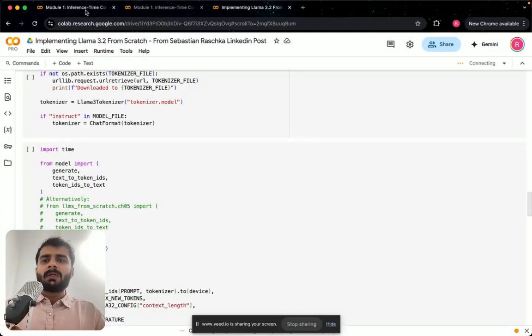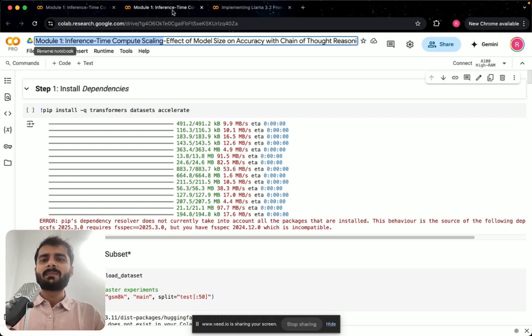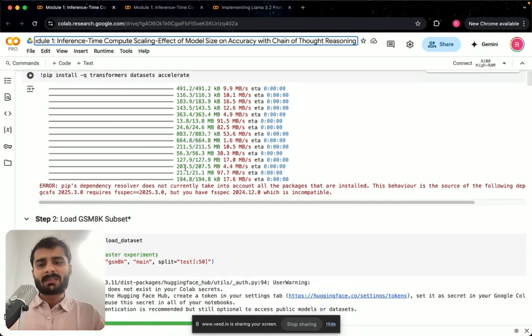Okay, so the first project we are going to look at is Module 1, Inference-Time Compute Scaling, Effect of Model Size on Accuracy with Chain of Thought Reasoning. I am going to share all these Colab files with you in the chat so you can follow along as I'm speaking by interacting with these notebooks. The first step is installing the dependencies, which are transformers, datasets, and accelerate in this case.